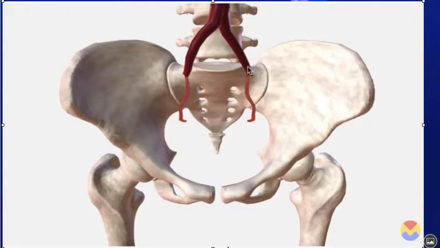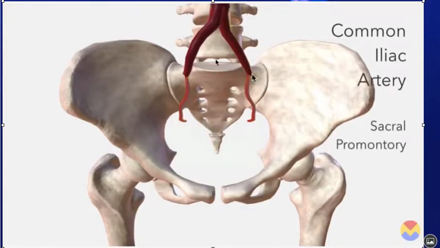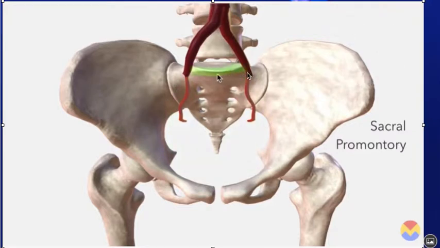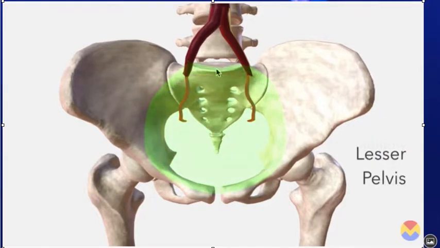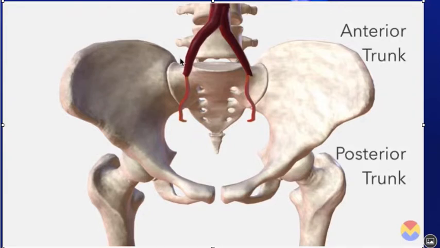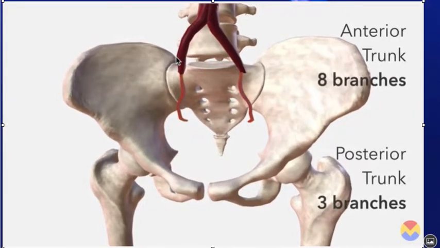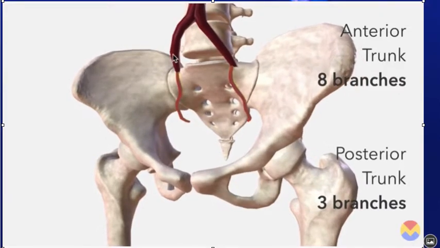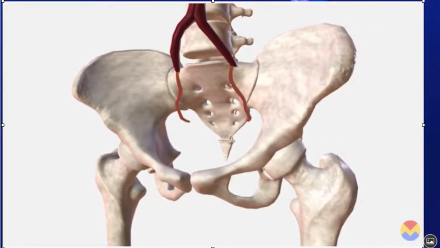So you can see this is the common iliac artery. This is the sacral promontory here, right? Then you can see the pelvic brim. This is the pelvic brim, and this is the lesser pelvis. Now, again, we have the anterior and the posterior trunk. Anterior trunk 8 branches, posterior trunk 3 branches.